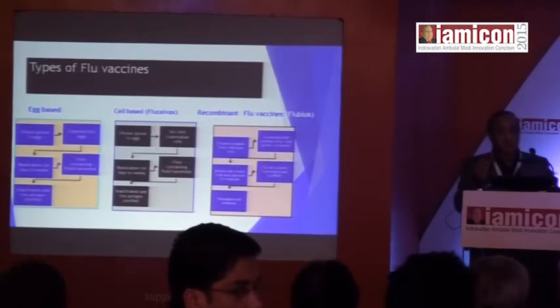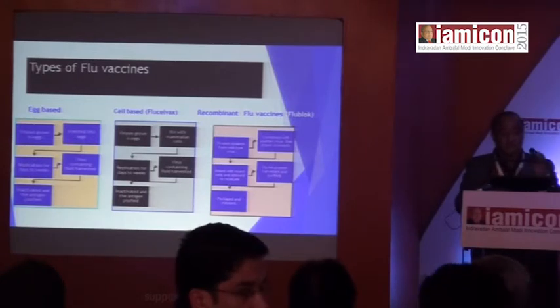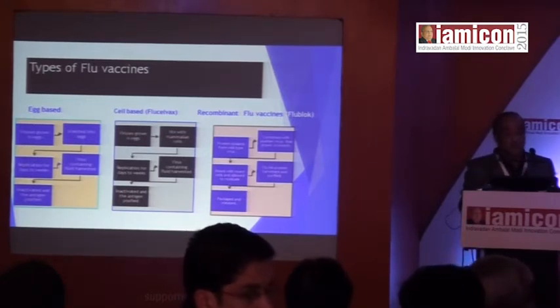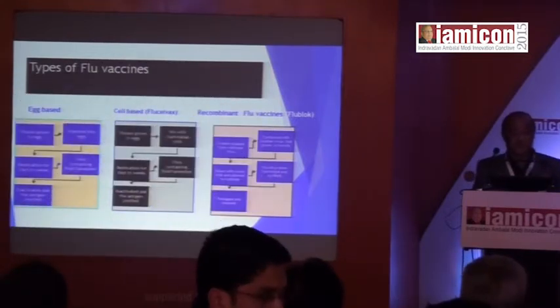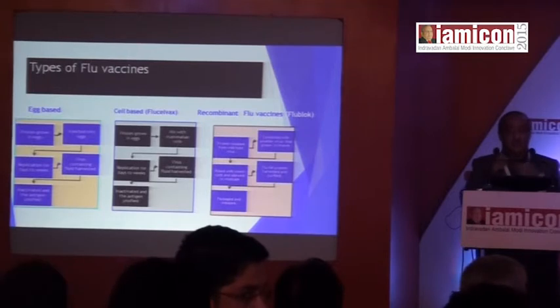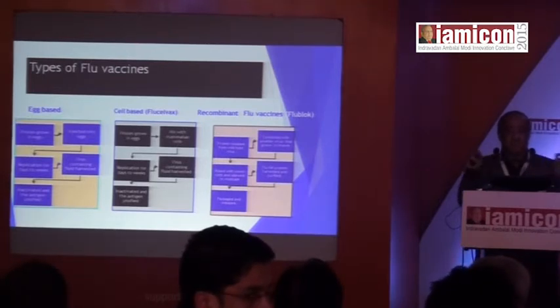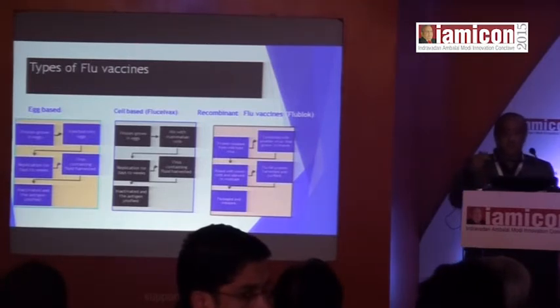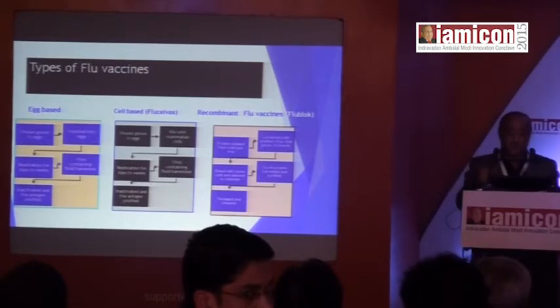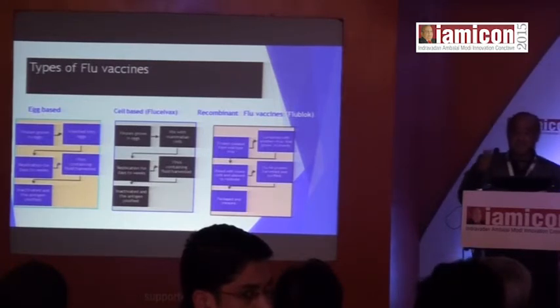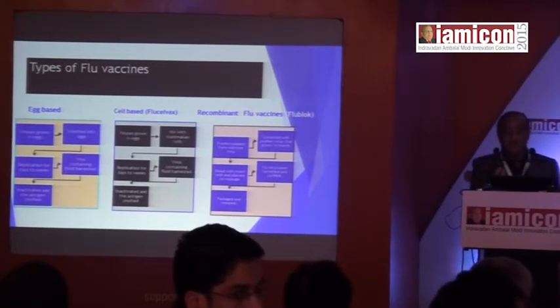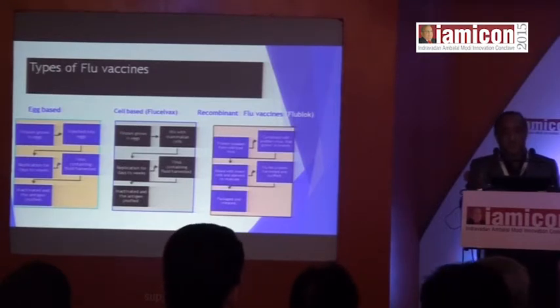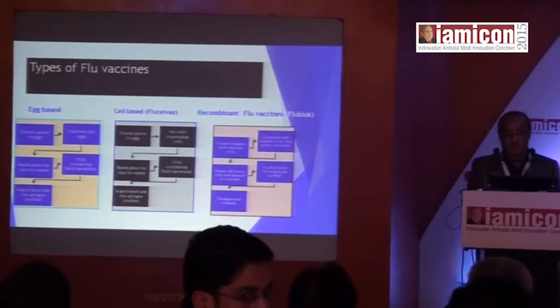There are 3 types of influenza vaccines: egg-based, cell-based, and recombinant flu vaccines. In egg-based vaccines, viruses are grown in eggs. On the basis of the strains collected from across the world, they are given to pharmaceuticals. They inject them into eggs and allow them to replicate for a few weeks, from days to weeks, and then the virus-containing fluid is harvested, inactivated, and the antigen is purified. In case of live vaccines, they weaken the virus.